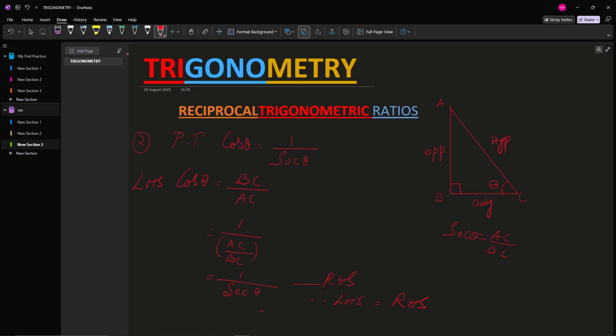RHS. So cos theta is going to be what? Adjacent side divided by hypotenuse. Then I reciprocal it. When I reciprocal, it becomes 1 by AC by BC. So AC by BC, hypotenuse by adjacent, is going to be sec theta. So 1 by sec theta. So what are the functions you can write here? Cos theta is equal to 1 by sec theta, or sec theta is equal to 1 by cos theta, or when you cross multiply this, cos theta into sec theta is equal to 1.